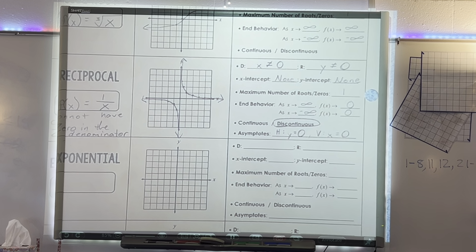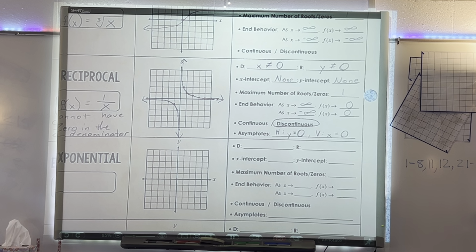Now again, if we make transformations to this graph and we move that left or right, up or down, those asymptotes are going to change. But there is going to be a horizontal and a vertical asymptote for this type of graph. Everybody okay there? Yeah? Okay.